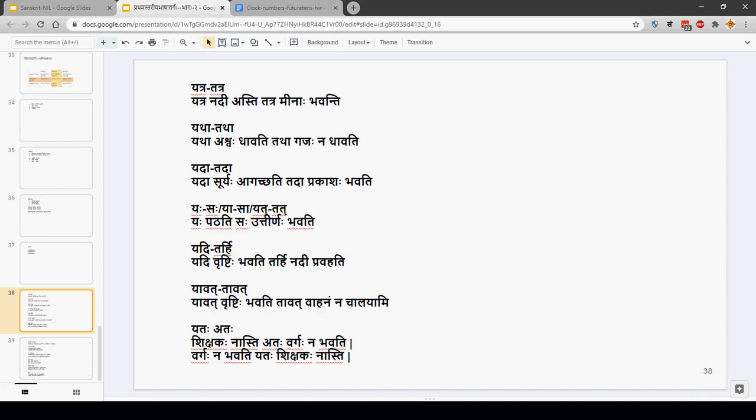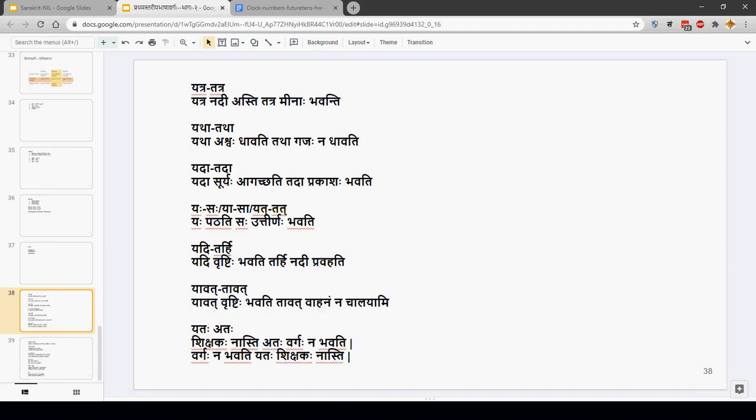Few more words here. Yatra, tatra. This pair is used like where, there. Where there is a will, there is a way. So something like that, yatra tatra is used.